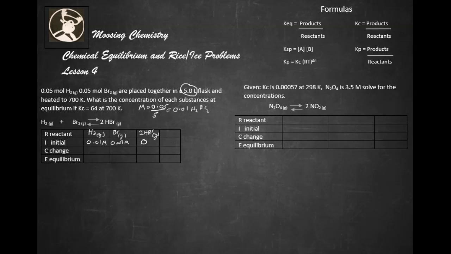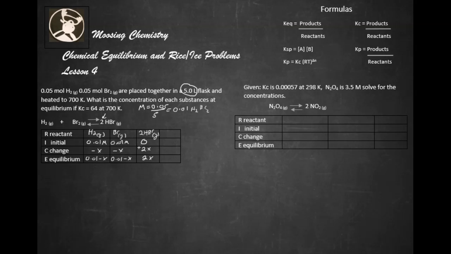The change is going to be negative x because there's a 1 in front of the H2, negative x for Br2, and there's a 2 in front of the HBr right here, so it's going to be a positive change of 2x. So at equilibrium, you're going to have 0.01 minus x, 0.01 minus x, and then 2x right here. So far, so good.